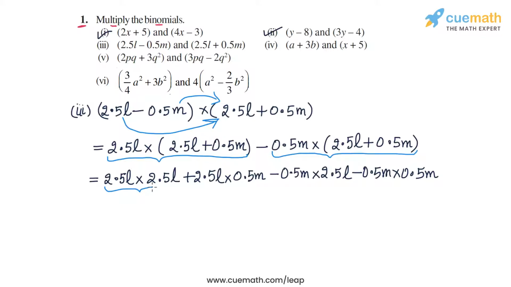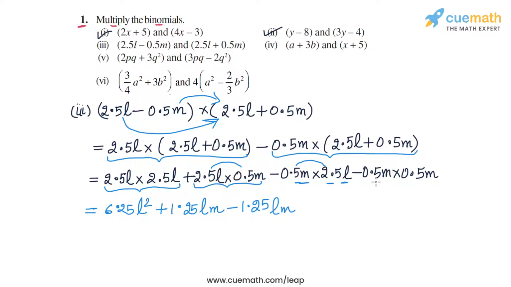So 2.5 L into 2.5 L, this will be equal to 2.5 into 2.5 is 6.25, so we get 6.25, and L into L is L square, so 6.25 L square. Then we take 2.5 L into 0.5 m, so 2.5 into 0.5 is 1.25, so we get 1.25 Lm. Then we have minus 0.5 m into 2.5 L, so minus 0.5 into 2.5 is minus 1.25, and we get m into L, or Lm again.